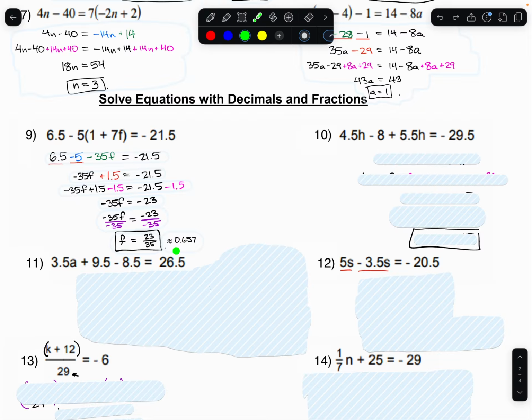We don't have any parentheses this time, so we can just combine our like terms. And then before we address the coefficient of 10, we need to add or subtract to get rid of the minus 8. So we're going to add 8 to both sides. Now we have the term with the variable on the left, the constant on the right. Divide by the coefficient, and now we have the variable h by itself.